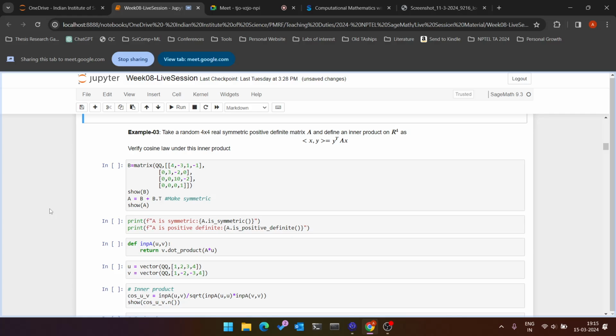The third example that we have is, we have been asked to choose a random 4x4 real symmetric positive definite matrix A and define an inner product on R4, which is defined as the inner product of x comma y is basically y transpose Ax, or the dot product between y and Ax, and we have been asked to verify the cosine law under this inner product.